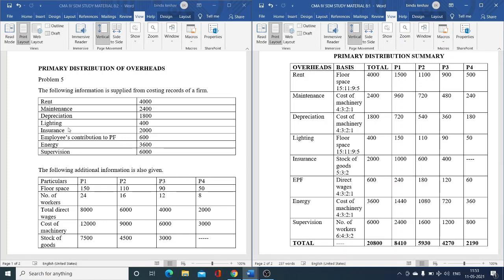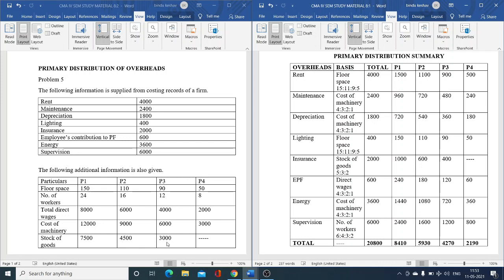The next item is insurance, 2000 rupees. Insurance may be either for the insurance of stock or insurance of machine. In this case, we can see the cost of machinery is given as well as the stock of goods. Cost of machinery information was used for other items like maintenance or depreciation. Since the stock of goods value is given, it means that the insurance is for the stock of goods only.